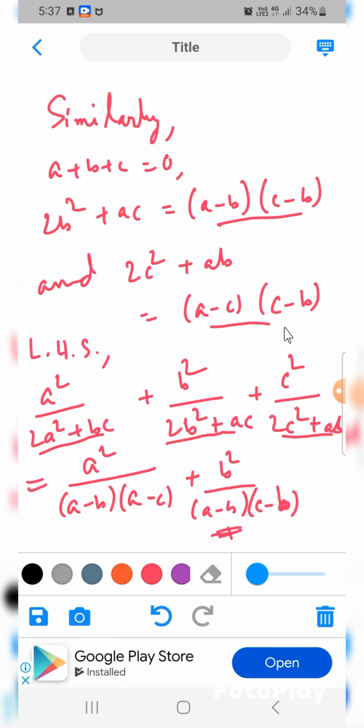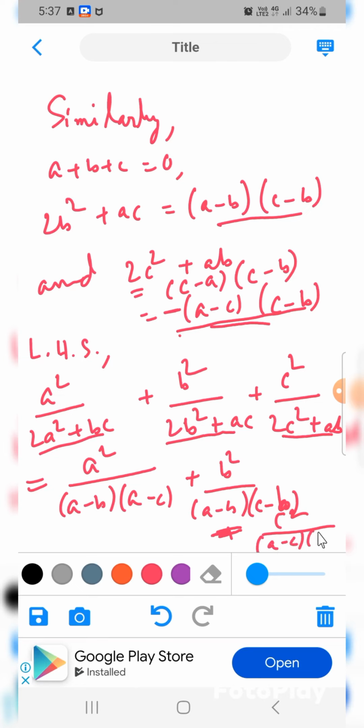If we arrange this, then after rearrangement the minus sign will come. Actually it will be C minus A, C minus B. If we arrange, then there will come a minus sign, so it will be minus C square by A minus C, C minus B.